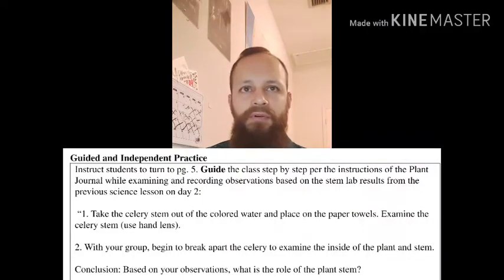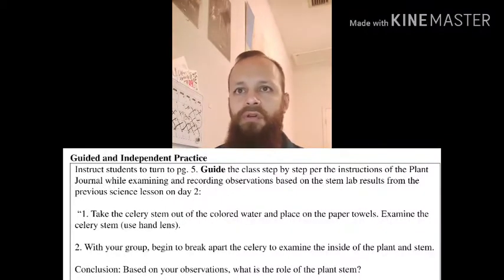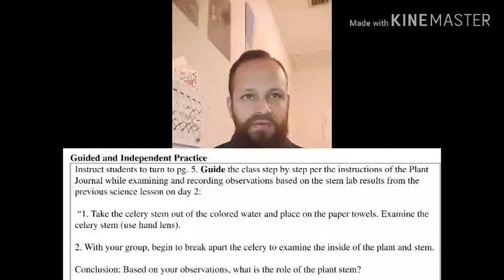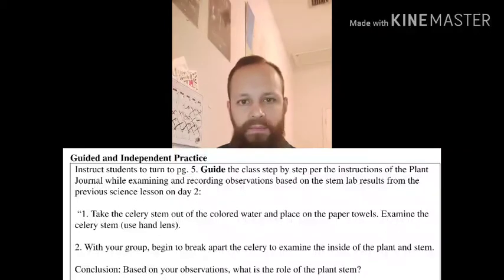Guided and independent practice. Instruct students to turn to page 5 and guide the class step by step per the instructions of the plant journal while examining and recording observations based on the STEM lab results from the previous science lesson on day 2. So you would read through the steps one by one, collectively as a class, and guide them.